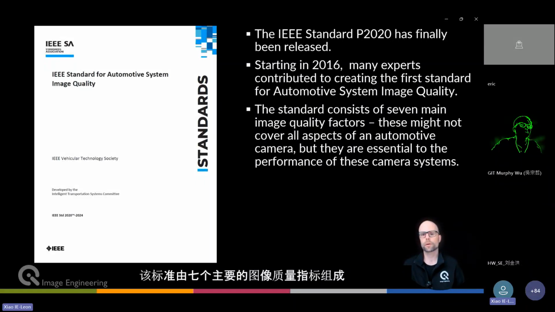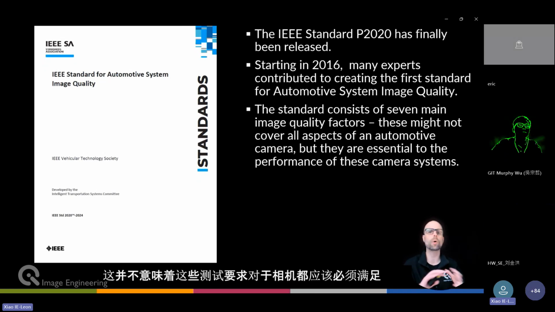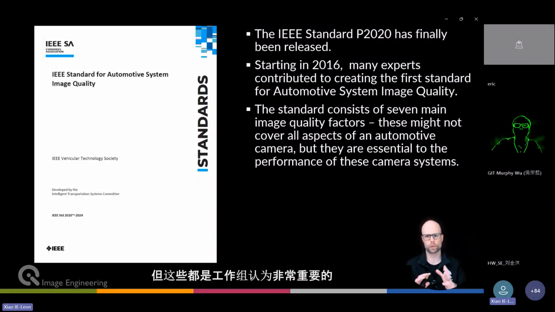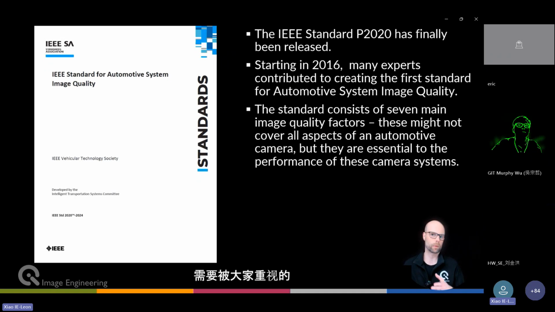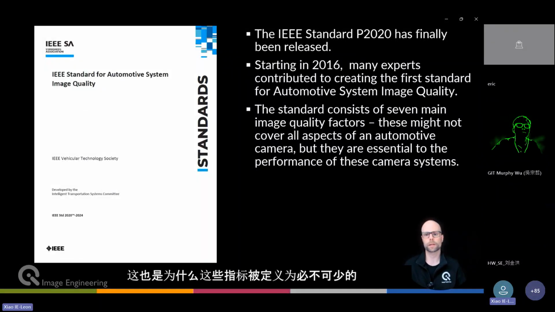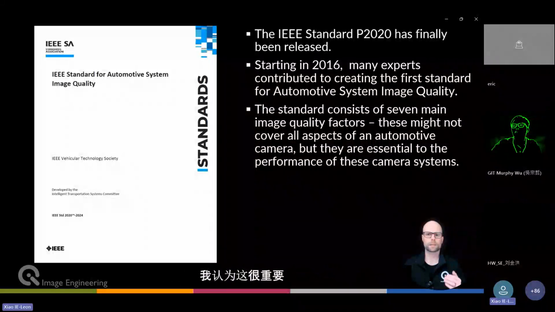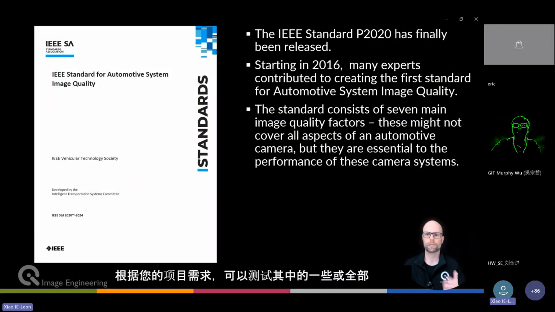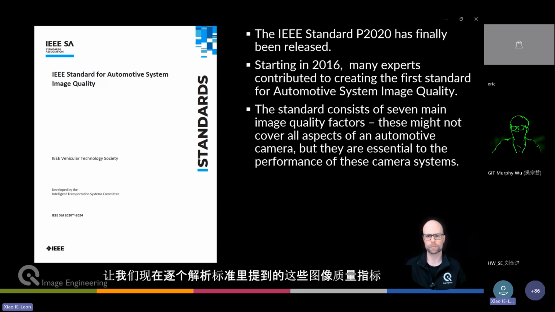So the standard consists of 7 main image quality factors. It doesn't mean that these are all that you should care about, but these are what the work group decided are very important ones, and these are the ones where we saw that it needs to be addressed in standards. So that's why these have been defined. They are essential, and I think it is important to test some or all of them depending on your project needs. So let's jump into each of these image quality factors that the standard provides.